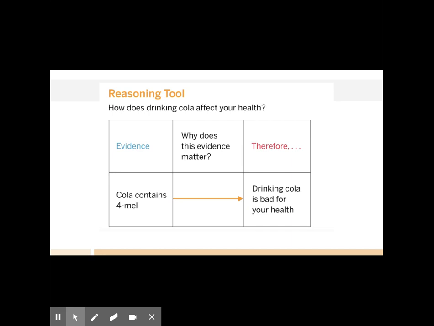And your reasoning helps to convince your audience that your claim is correct. So make sure that you're adding in your reasoning. Now you can go ahead and answer the questions on your page.